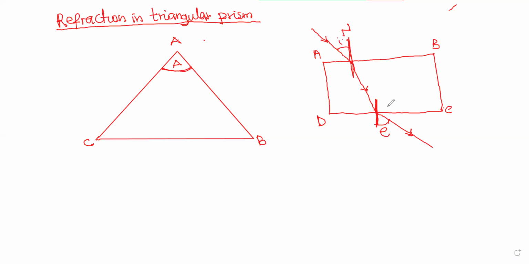And when the light is from air entering into the prism, and it is also coming from prism to air, then we expect the angle of incidence to be equal to the angle of emergence. This ray is known as the emergent.